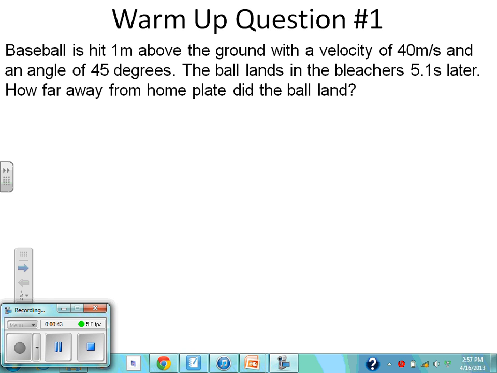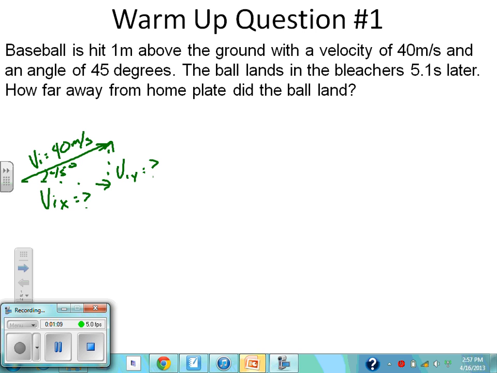Well, let's go ahead and start with what we know. We know that we've got a ball hit at an angle, so that means we have to have a triangle for that. The angle is 45 degrees. Our initial velocity, which is the hypotenuse, is going to be equal to 40 meters per second. We need to find our Vix.